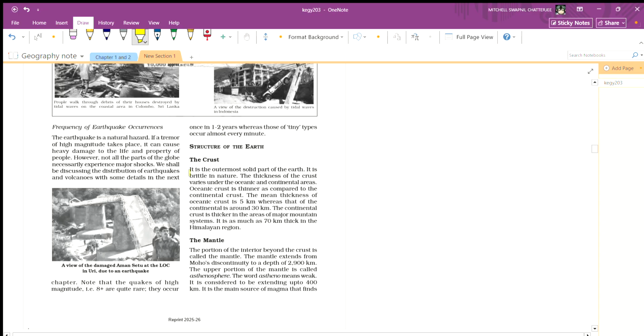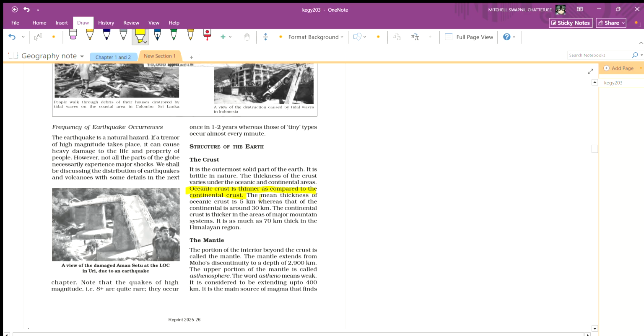Now the structure of Earth. The crust. It is the outermost part of the Earth. It is brittle in nature. The thickness of the crust varies under the oceanic and the continental areas. Oceanic crust is thin as compared to the continental crust.